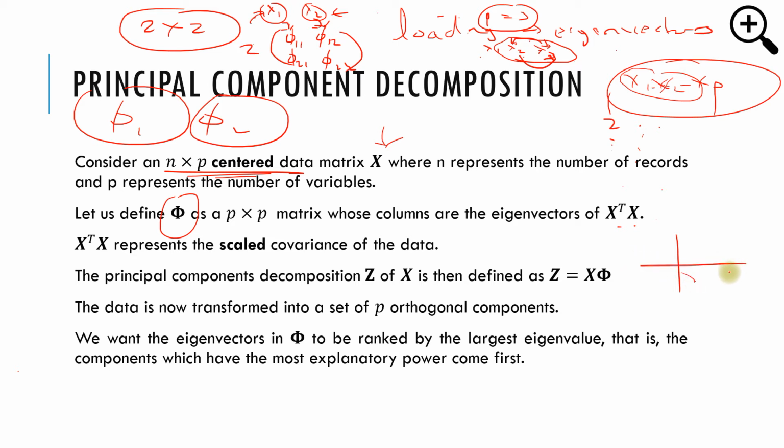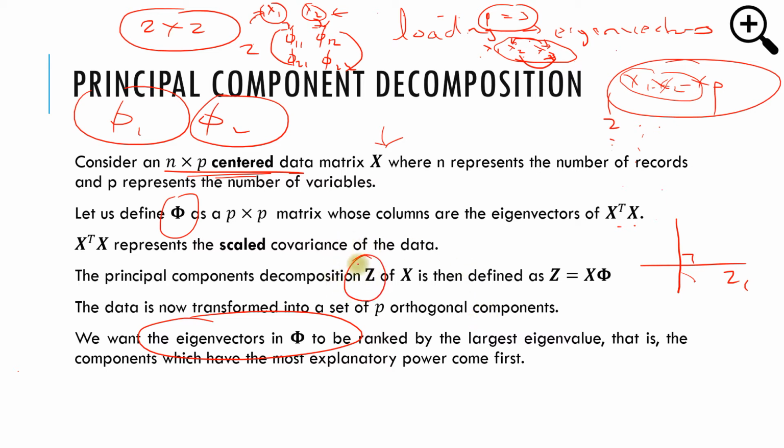If you have Z1, Z2 cannot be something like this. Z2 should be perpendicular to Z1 so that they are uncorrelated with each other. All right, that's one of the things that we want to ensure. Now, we want the eigenvectors to be ranked by the largest eigenvalue. As I said, the eigenvectors represent the factor loadings, and the eigenvalues represent the variation, all right?